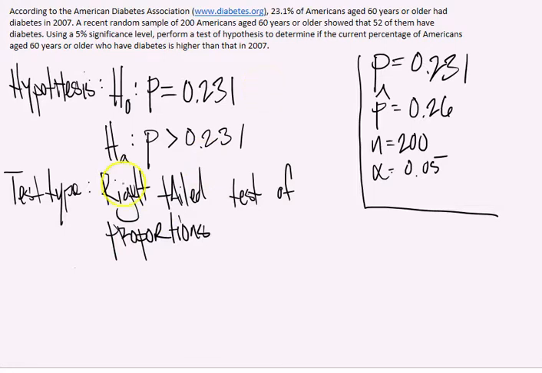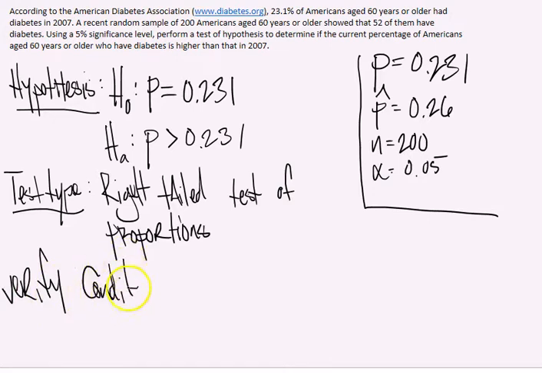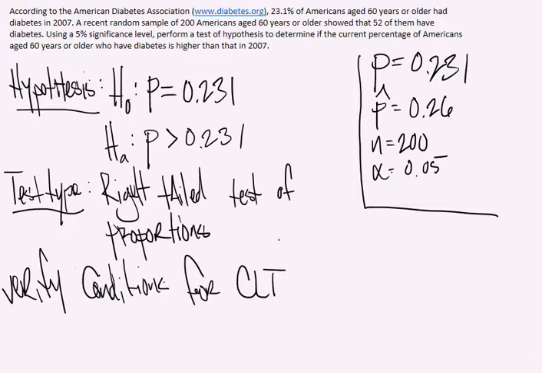Okay, so I have my hypothesis statement. I have my test type, right? So the next thing that we want to do is verify our conditions for the central limit theorem. Verify conditions for the CLT, right? Now this is actually a very important step. It's left out a lot of times. Our whole test is dependent on the central limit theorem.